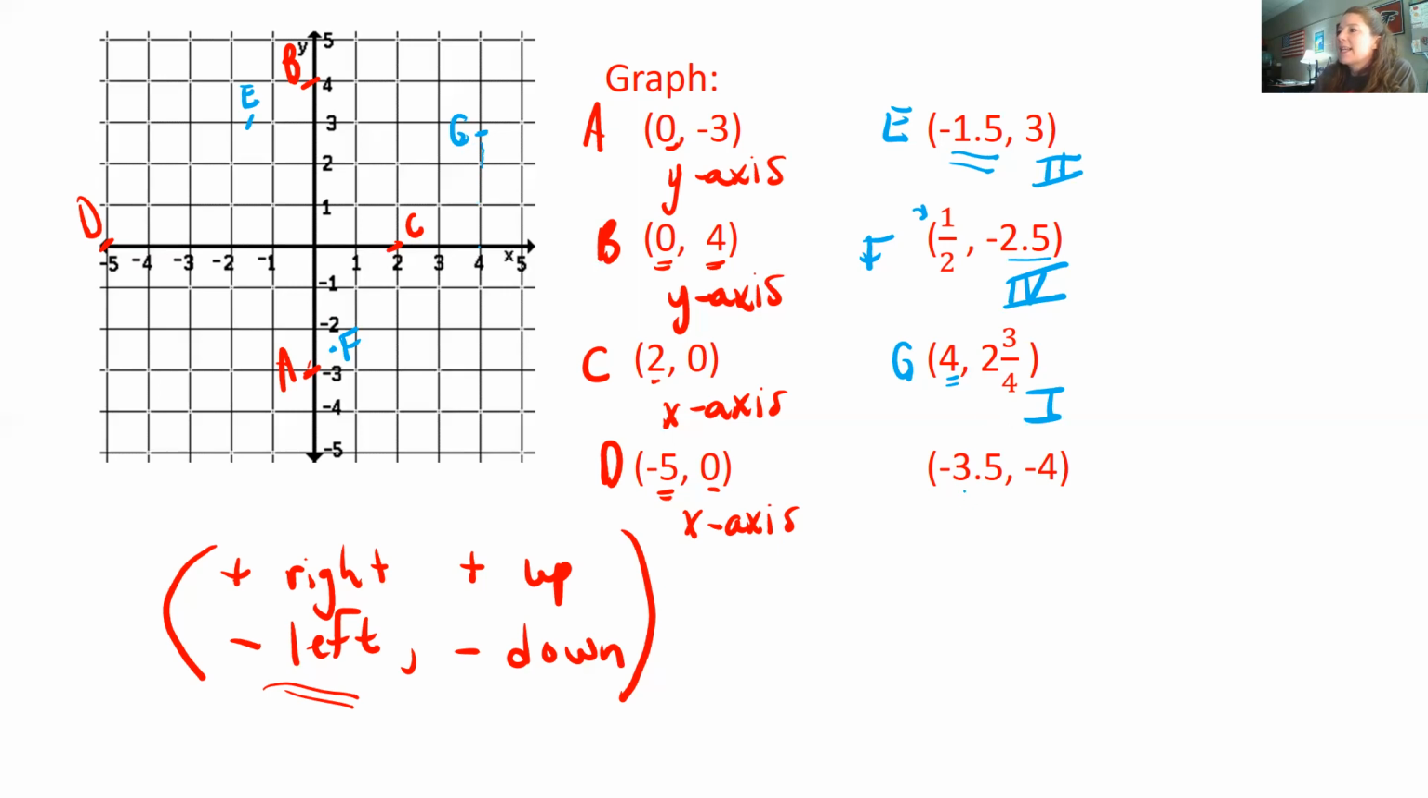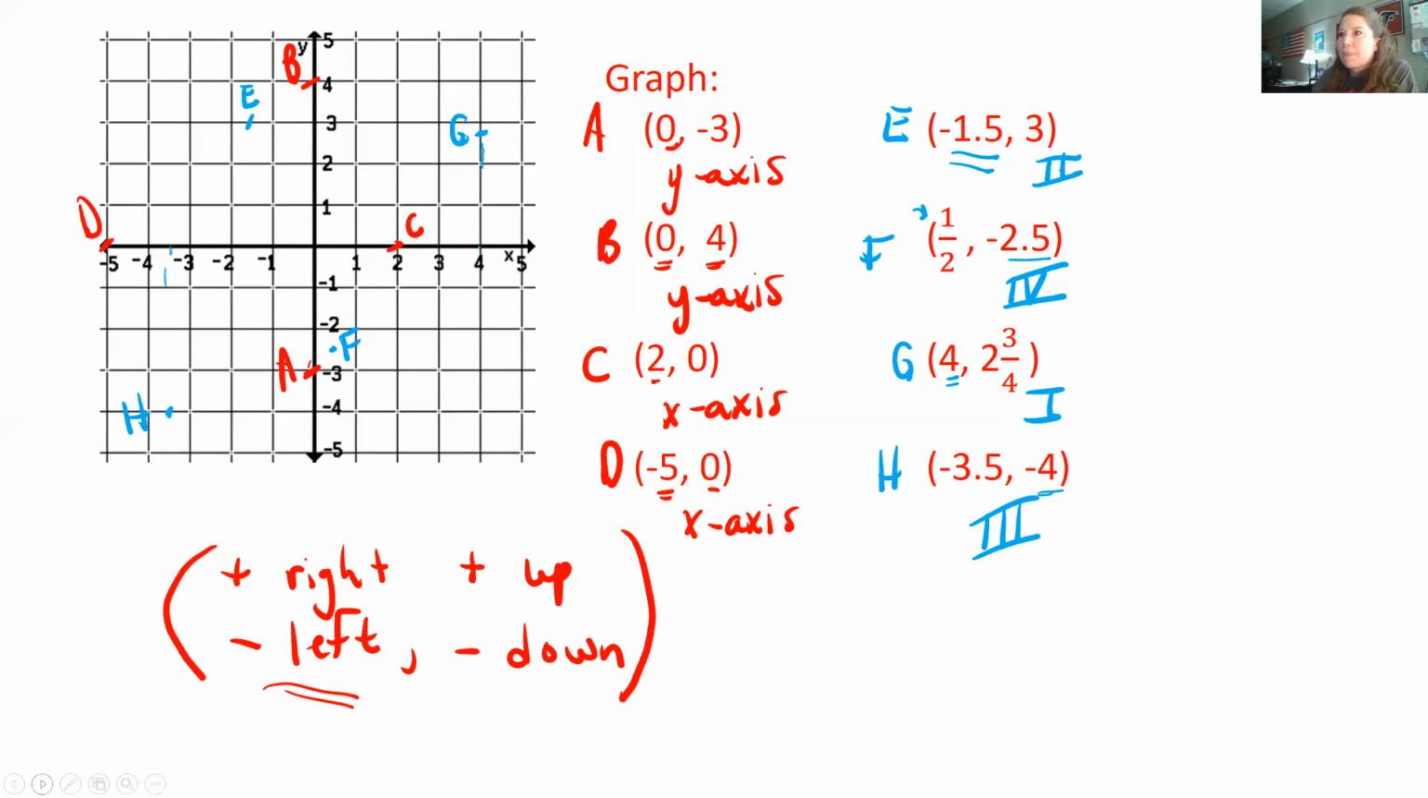And finally, this says go left 3.5 and down 4. So from here, we go left 3.5, down 4, right there. And we'll call that letter H. And in what quadrant are we? We are in quadrant 3. So you guys, hopefully you got all of that. You did all that with me.